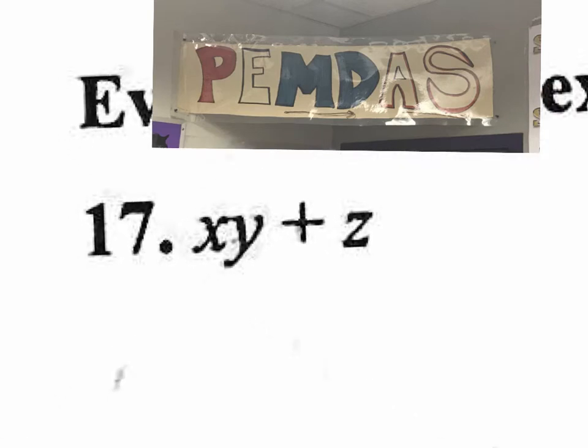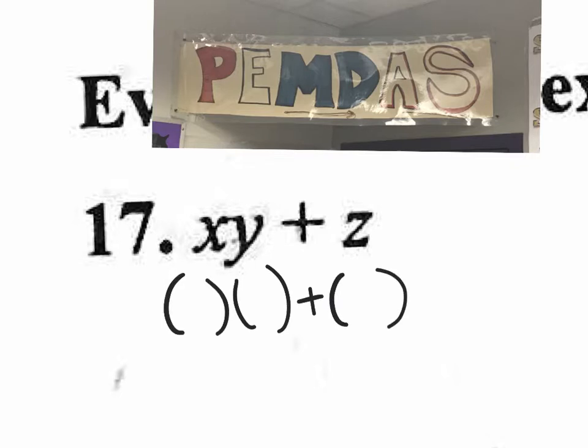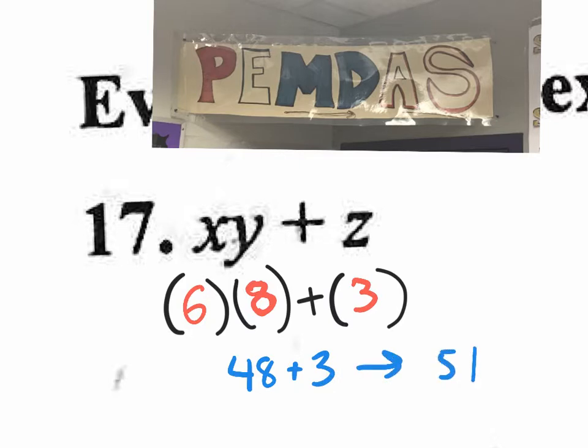So instead of x times y plus z, what is x, really? 6. So we're plugging in a 6. What's y? 8. Okay, sorry. And what is z? 3. So we really have, instead of x times y plus z, 6 times 8 plus 3. 6 times 8 is 48. And 48 plus 3 is 51. So the final answer is 51 on number 17.